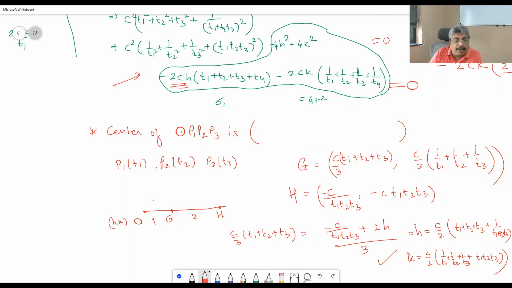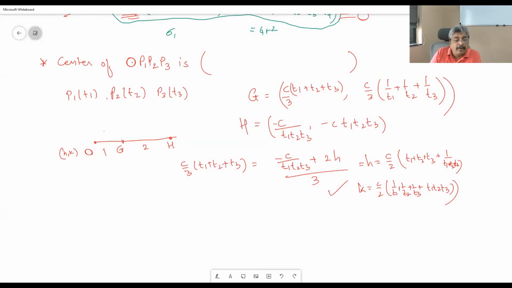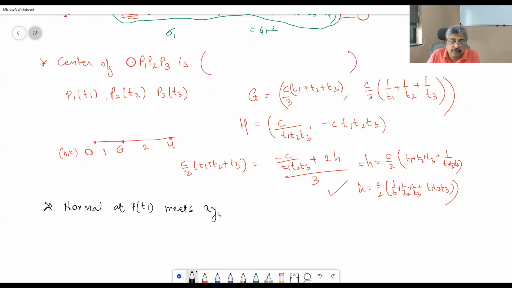Now the last property of hyperbola, that is where hyperbola is going to end. Normal at P(T1) meets xy is equal to c square again at P(T2).